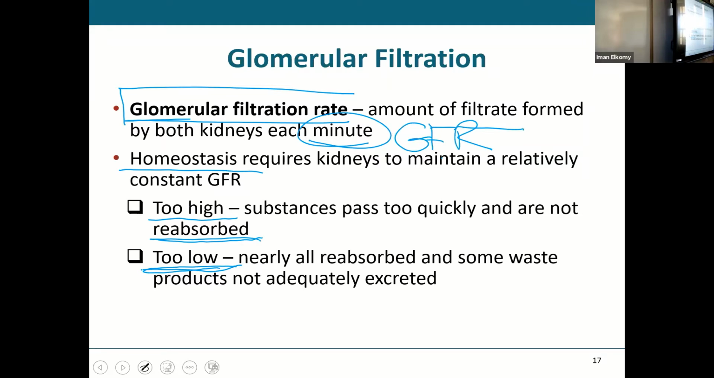So much stuff, in fact, that you'll end up with waste products that you didn't want to reabsorb, taken and reabsorbed back into the bloodstream.